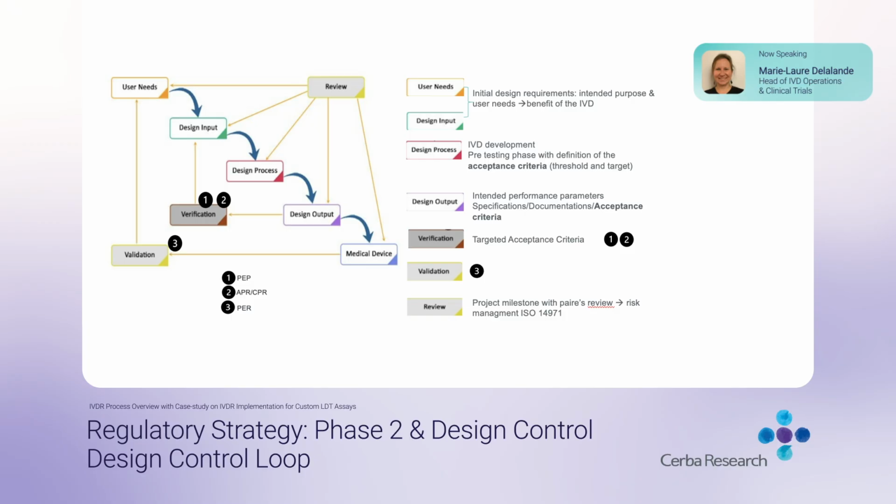Design process and output is qualification work: reagent, assay parameters, and so on. Verification confirms the parameters against the predefined criteria. Validation is the full performance evaluation. Risk management under ISO 14971 runs through the whole loop. Every review gate is also a risk checkpoint. And the golden rule here: nothing is tested and nothing is changed without a documented rationale. If it's not written down, it didn't happen.